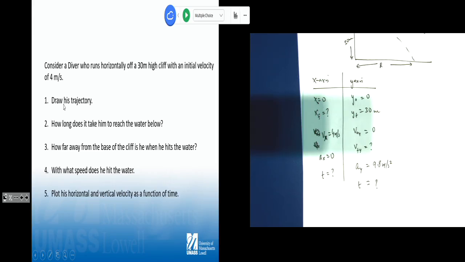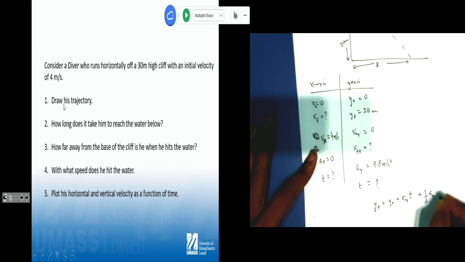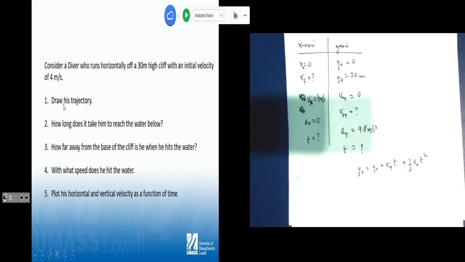Okay, at this point, if I want to figure out how long does it take him to reach the water below, which axis should I focus on? The y-axis, right? That's what determines how long it's going to take him to reach the water below. And for the y-axis, this is a simple problem. It's something being dropped with 0 initial velocity to a height of 30 meters. So I can use y final equals y initial plus v0y times t plus 1/2 ay t squared, to figure out the time.